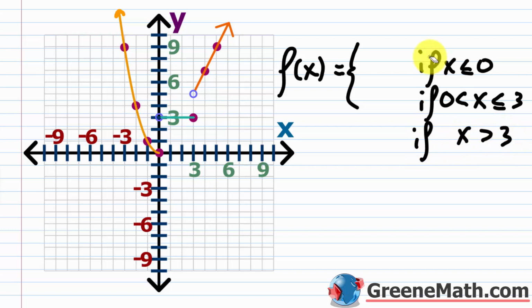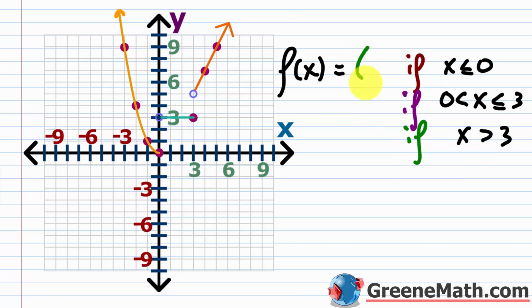Okay. And let me use different colors here, make this a little bit better. So I'll say if, and then I'll say if, and then I'll say if, right? 3 different colors. So 3 different intervals we're going to be working with. So what are the rules here? Well, essentially, if x is less than or equal to 0, I'm dealing with this graph here, okay?